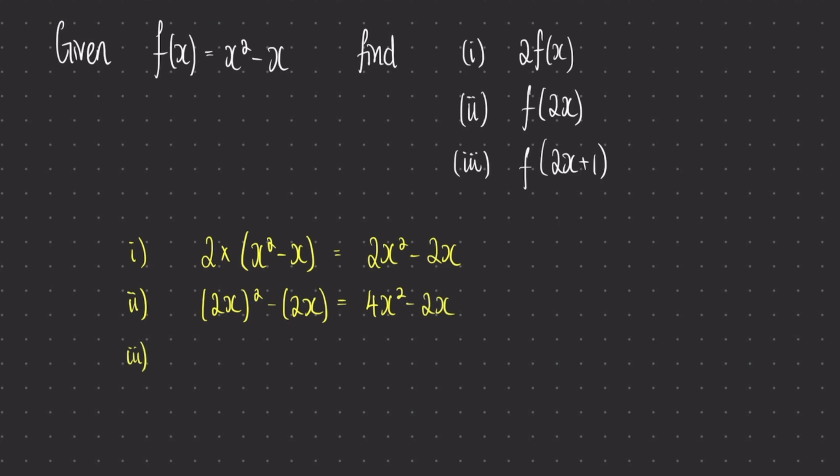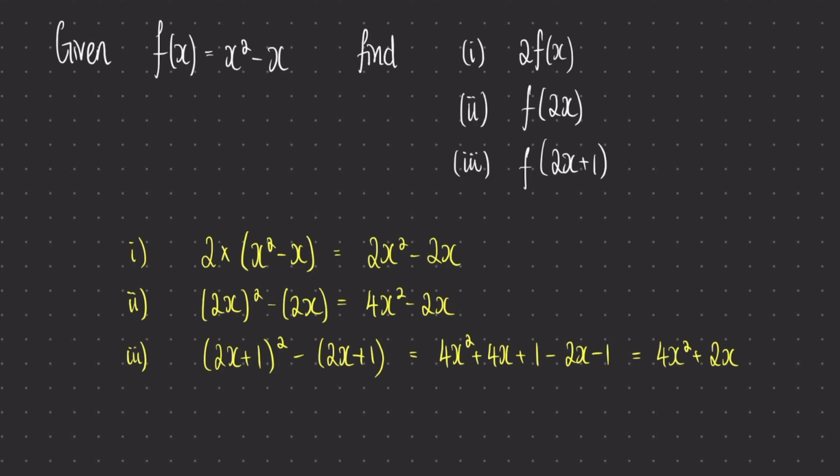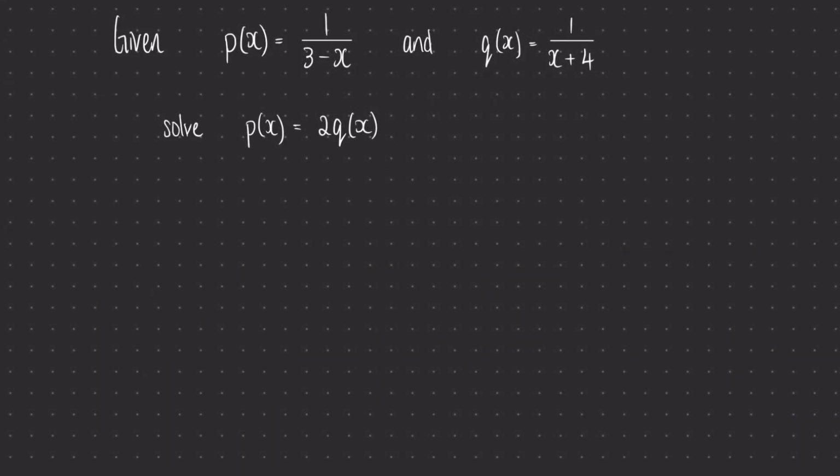For part 3, again, nothing is happening to the function itself. The difference between part 1 and part 3 is that in part 1, stuff is being done to the letter f. The function itself is being multiplied by 2. In part 3, nothing is being done to the letter f itself. Things are happening inside the input bracket. So instead of inputting x, I'm now inputting 2x plus 1. Remember to retain the brackets, square that, and then we subtract the input away again, leaving us with our final answer. Let's take a look at another example.